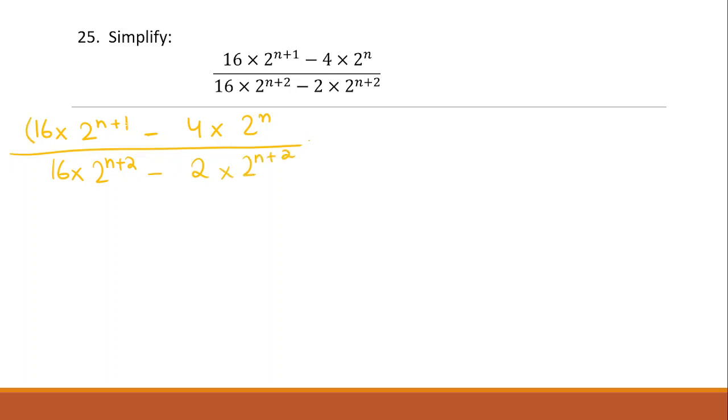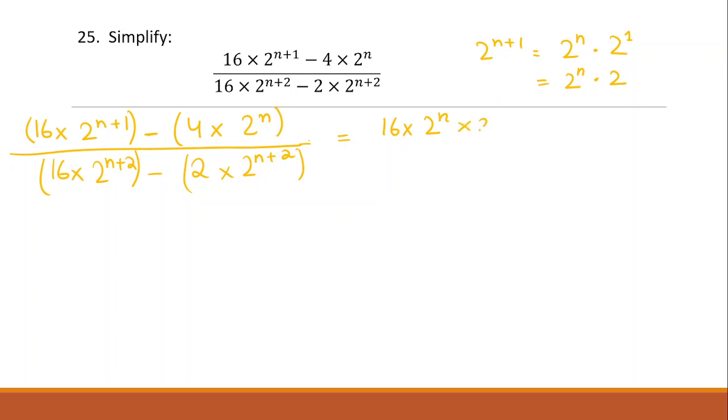So if you see, this is the first term, this is the second term, this is the first term in the denominator, this is the second term in the denominator. So if you see 16 multiplied by 2 to the power n plus 1, I can split 2 to the power n plus 1 into 2 to the power n multiplied by 2 to the power 1, right? They both are the same thing because the powers will be added, n plus 1. So it will be written as 2 to the power n multiplied by 2, because 2 to the power 1 is 2.